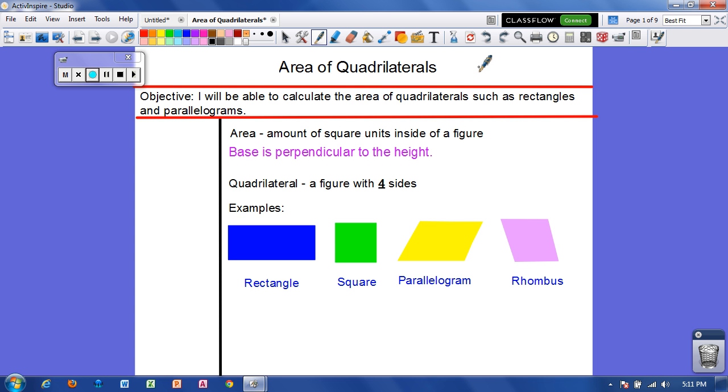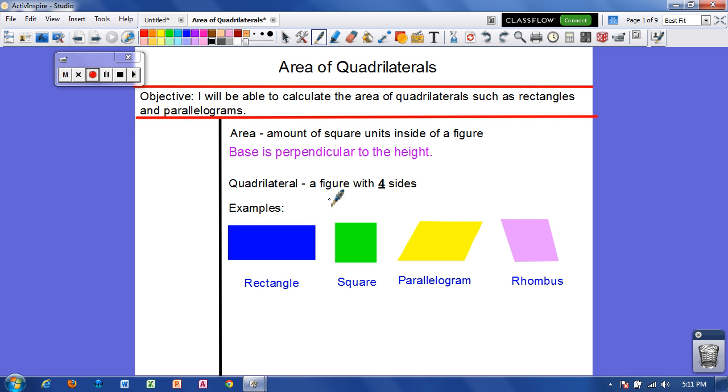Make sure you write down everything you see on the screen, and everything that I write down. Your objective for today: you will be able to calculate the area of quadrilaterals such as rectangles and parallelograms. Remember, the area is the amount of square units inside of a figure. And we learned with a triangle that the base is perpendicular to the height. So you're going to see that again with quadrilaterals.